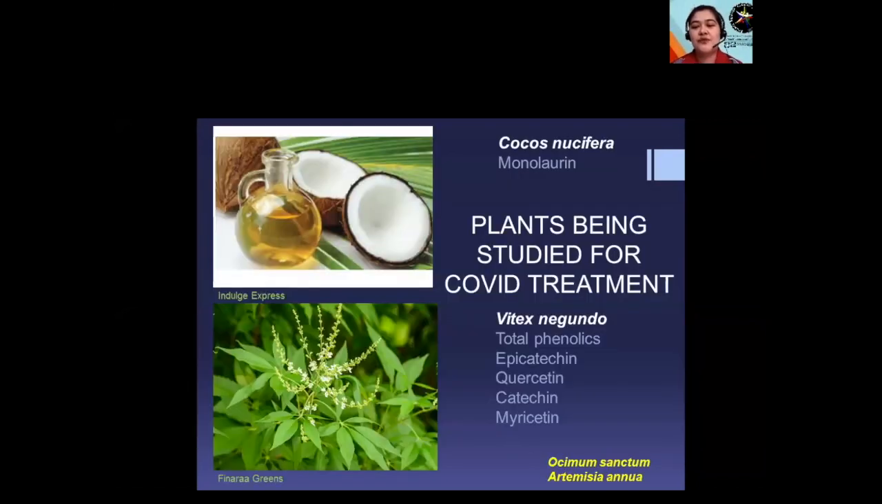Now, in terms of COVID treatment naman po, at the present time, there are two plants that are being studied. You have Cocos nucifera, okay, which would contain monolaurin. Ang mode of action po ng monolaurin is that it will target the lipid coat of the virus. So, parang egg po yan na pagka nasira niya yung shell, at least marirelease yung nandun sa loob, madali na lang pong mag-disintegrate. Ganun po ang mode of action ni monolaurin.